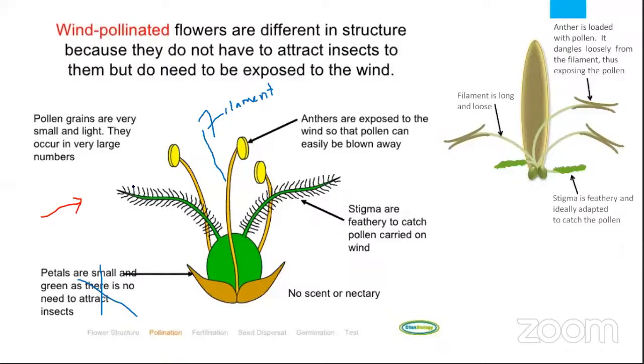I repeat, when you're looking at adaptation, for example, of wind pollinated flowers, you should be looking at those particular structures that these flowers have that enable them to be pollinated by wind. One of them is having a feathery stigma, which can trap pollen grains from the wind. Among others is having very long filaments that hang out the anther heads and expose them to the wind, so that wind can easily blow away the pollen grains. You see that? So those should be among the answers that you should never miss.